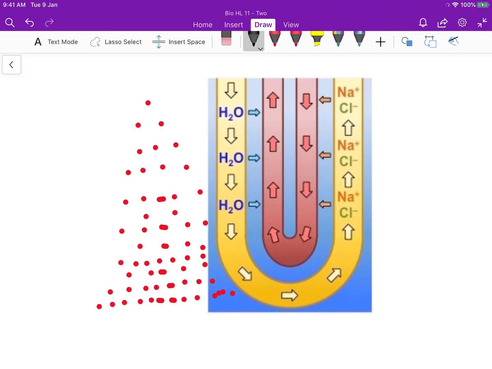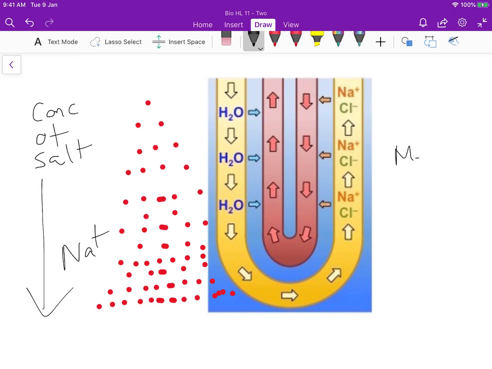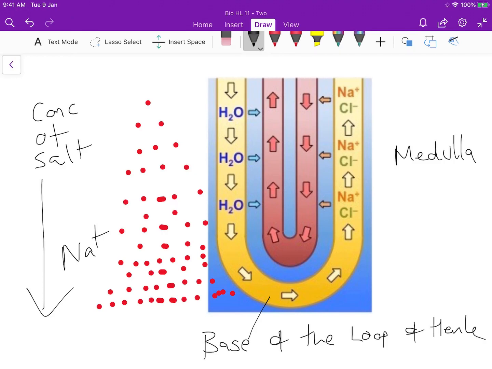So what I've drawn here is a diagram representing the concentration of salt, and in particular the concentration of sodium. So we see that as we go deeper into the medulla, down to the base of the loop of Henle, we get increasing concentrations of salt. So this means as we move down, more and more water can and will move out.